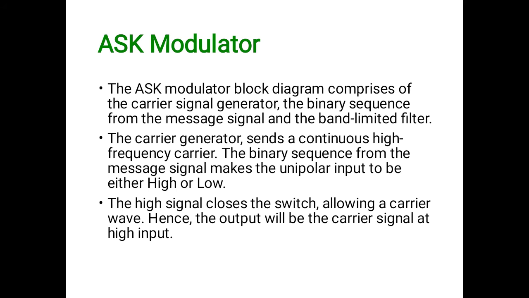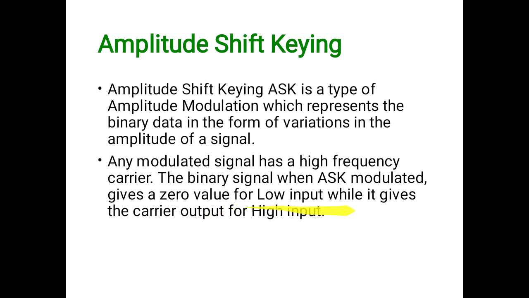The carrier generator sends a continuous high frequency carrier. The binary sequence from the message signal makes the unipolar input to be either high or low, and the high signal closes the switch, allowing a carrier wave. Hence, the output will be the carrier signal at high input. This point is already repeated here: 0 value for low input, carrier for high input.